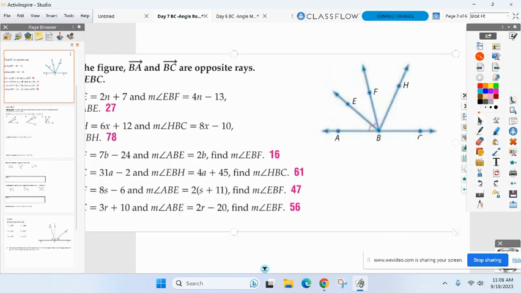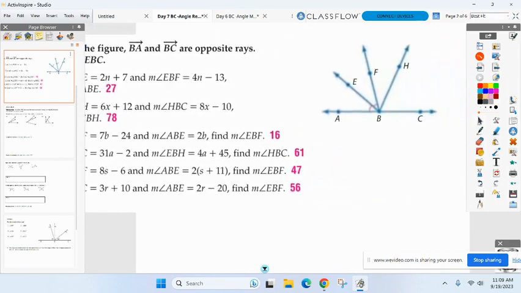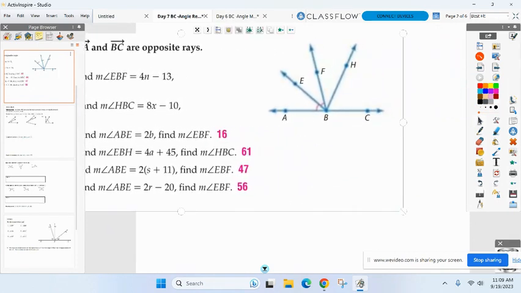And in the directions, it also gave you another fact. BH bisects EBC. So take a look at angle EBC up here. That angle is being cut in half into two congruent angles by BH. So not only are those two congruent, does everyone see another pair that has to be congruent? BH is a bisector. EBH is congruent to HBC. All right? So I want to make sure you were aware of that before you even tried to tackle this problem.